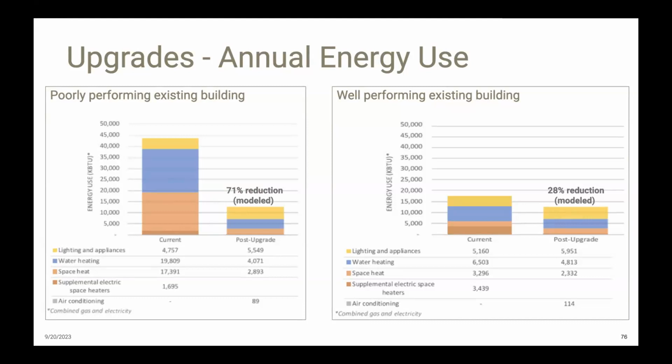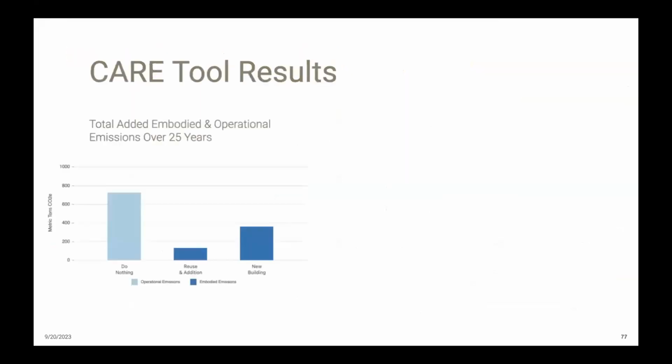The more poorly insulated and equipped building that's shown here on the left obviously requires more upgrades to achieve a modeled annual energy use of about 13,000 kBTU a year, while far less investment is necessary for the better performing existing building on the right to achieve a similar annual energy use.